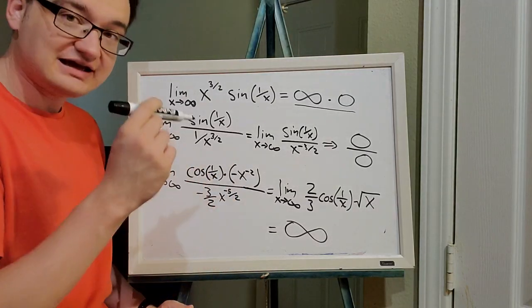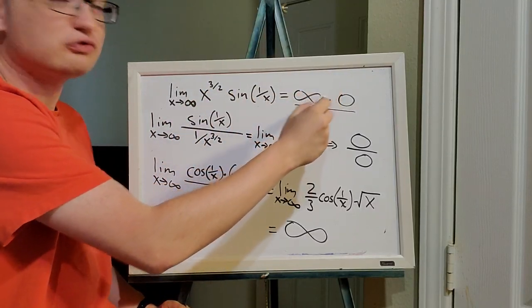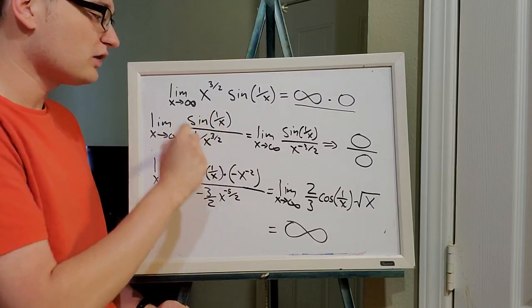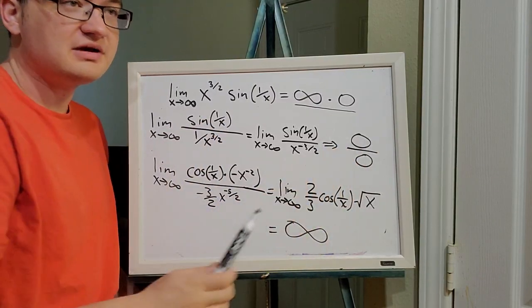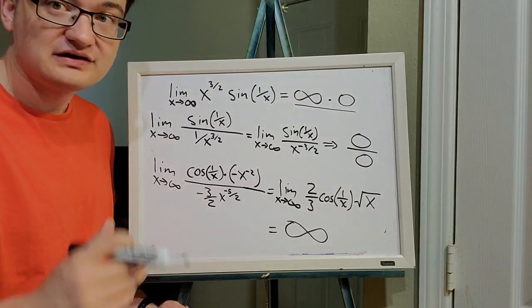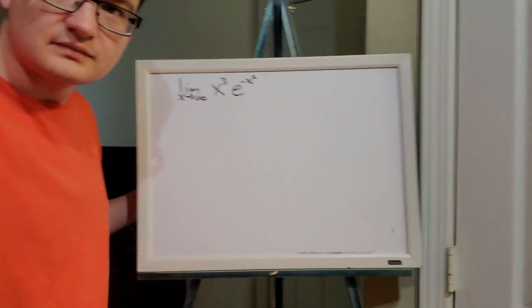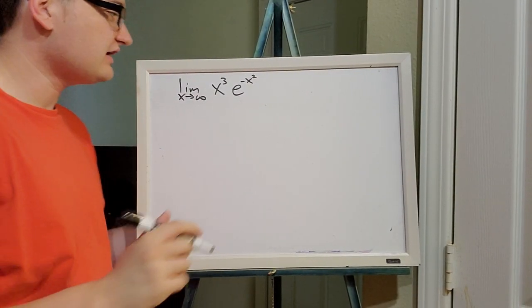But keep in mind, key thing here, when we have products that have a 0 times an infinity, we can rewrite them in such a way that we get an indeterminate form upon which we can apply L'Hopital's rule. Let's do another one. We went through an example like this in class, but let's do it anyways.